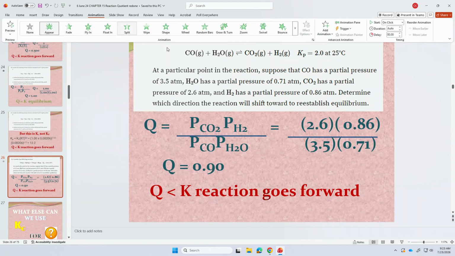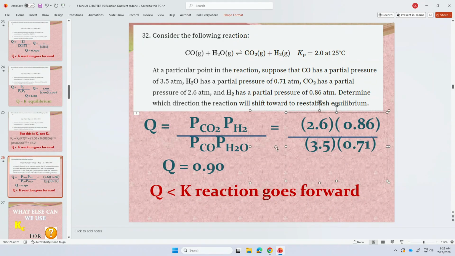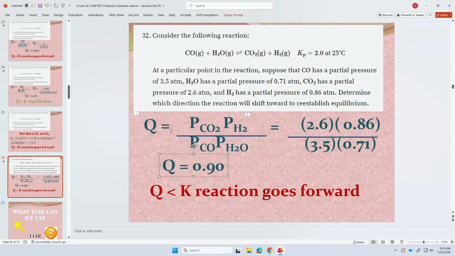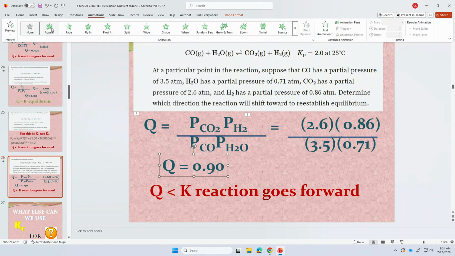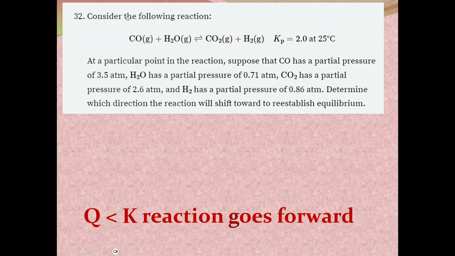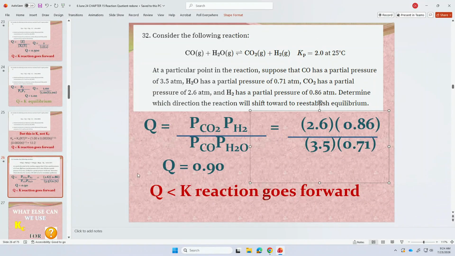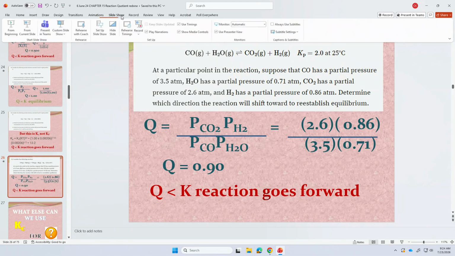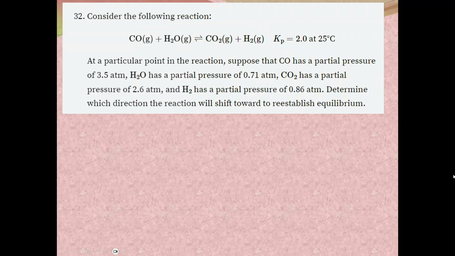Sorry guys, I'm just putting in some animation so it doesn't all show up at once. Now in this one, they actually give me a K sub P. All my things are in the gaseous state. That is the only time I can use a K sub P, is when everything is in the gaseous state.